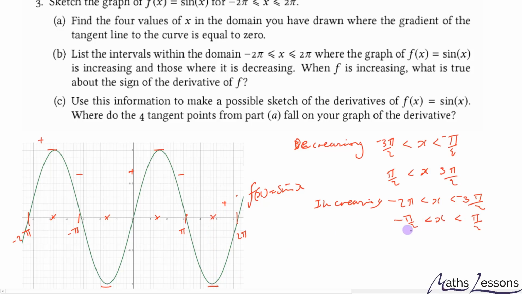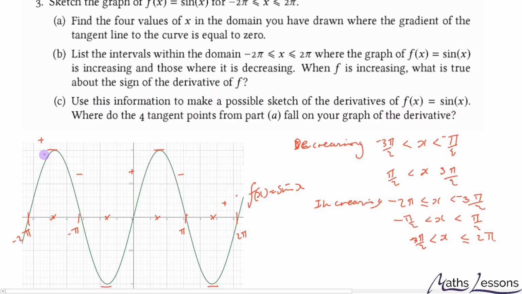And increasing again from 3 pi by 2 to 2 pi in our range. I'll probably put that, because actually it's going to carry on increasing there. It's going to carry on and it's still increasing there. Okay, so that's what's happening to f. So that gives us the sign of the derivative. And we're going to make a possible sketch of the derivative of f of x.